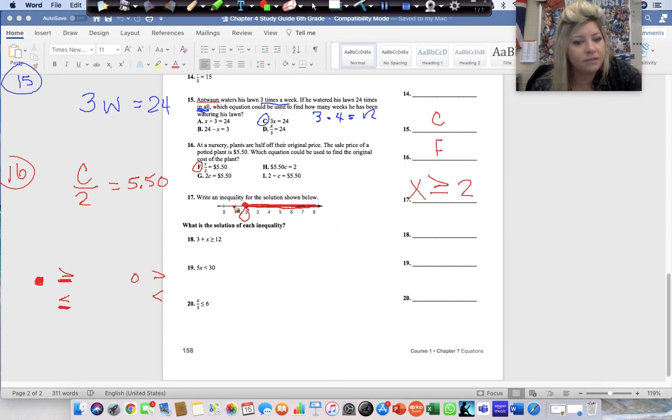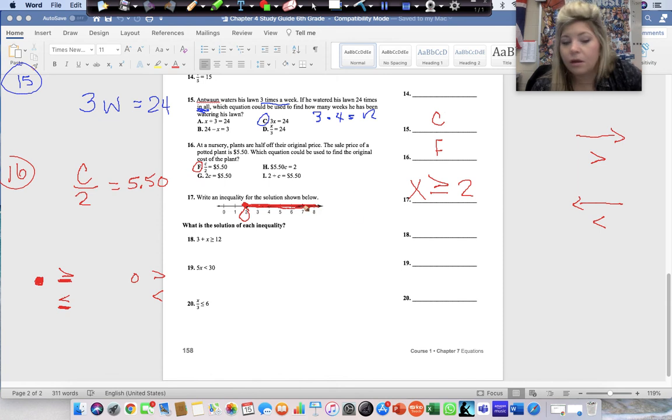Okay, if the line was going the opposite direction, then those numbers would be less than 2, so that we would have less than or equal to 2. Okay, so the line is going this way, then it is a greater than. If the line is going this way, it will be less than.